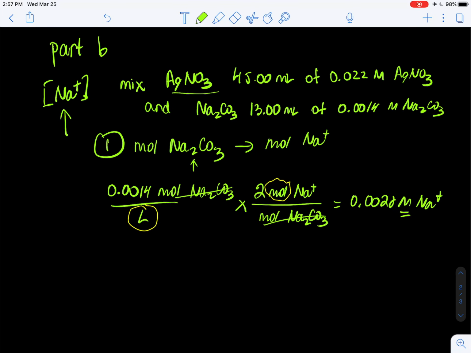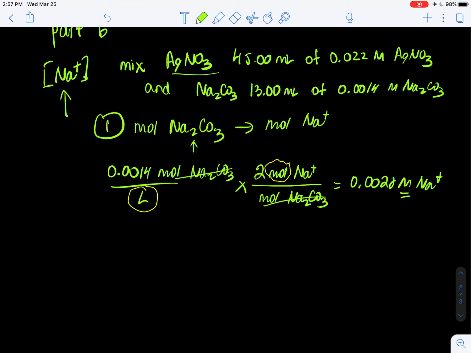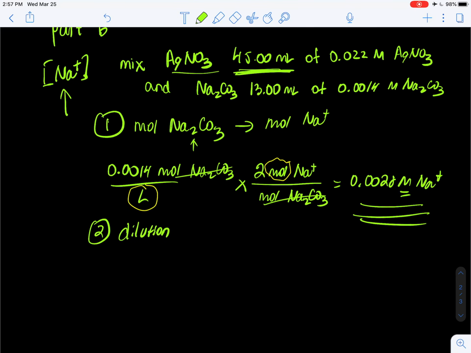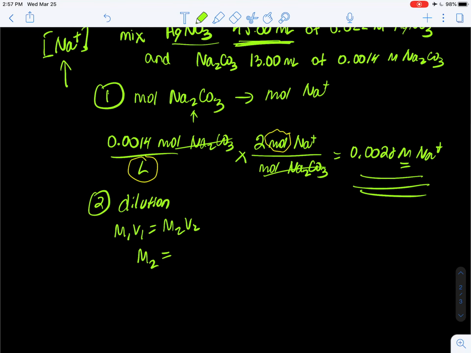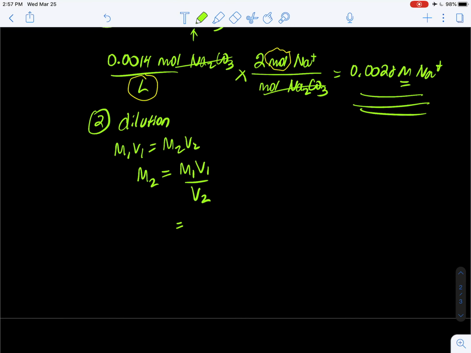So now what we want to do is apply the dilution, okay, because this solution becomes diluted from the water, the 45 milliliters of water that's present in silver nitrate. So you set that up as before, okay? And we're solving for the final molarity of sodium ion. And this value is not going to change whether or not precipitation occurs because sodium ion is a spectator ion and does not react, okay?